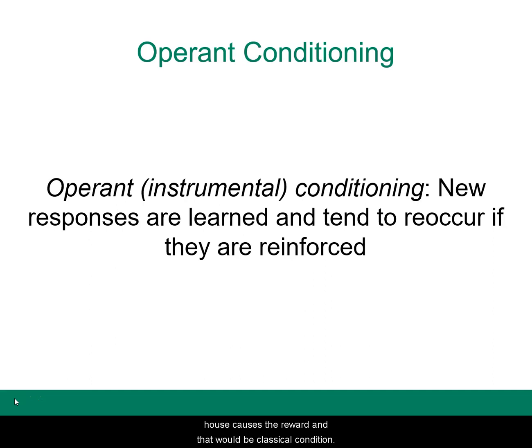When we look at operant conditioning, now what we're looking at is you operating on the environment. The responses are learned and tend to reoccur if they are reinforced. And here's where we go into a lot more detail on positive and negative reinforcement, positive and negative punishment. If something is taken away, it's negative. If something is given, it's positive. If you do the response and it causes you to want to do it again, that's a reinforcer. If you do the response and it causes you to avoid it, then that's a punishment.